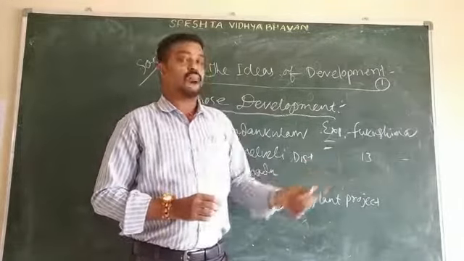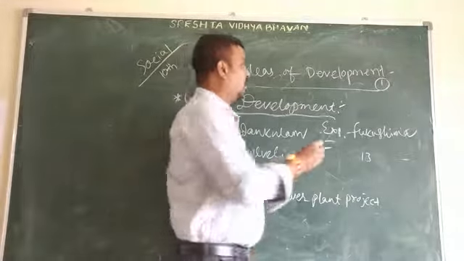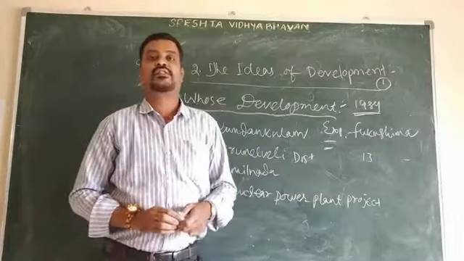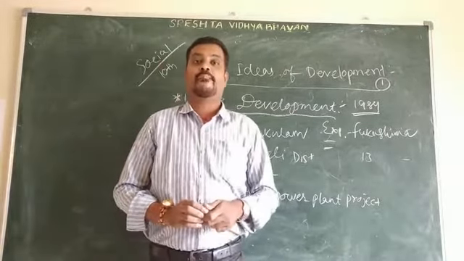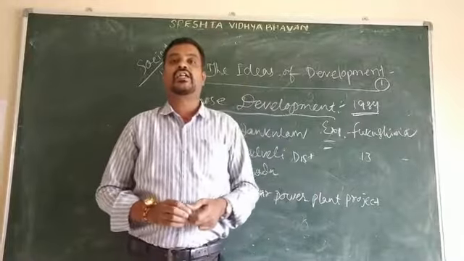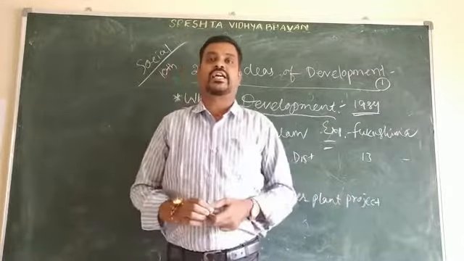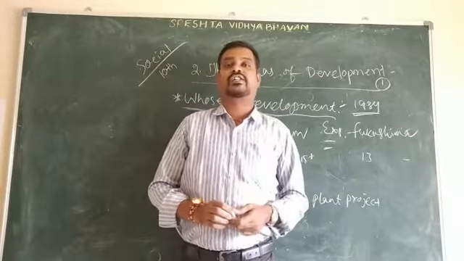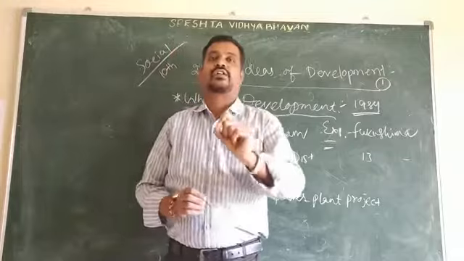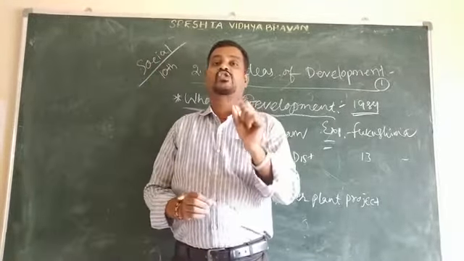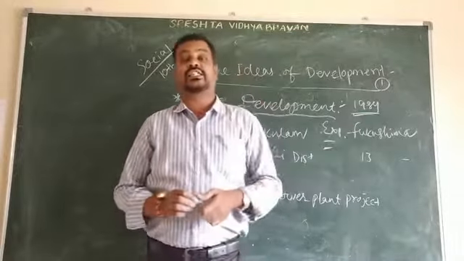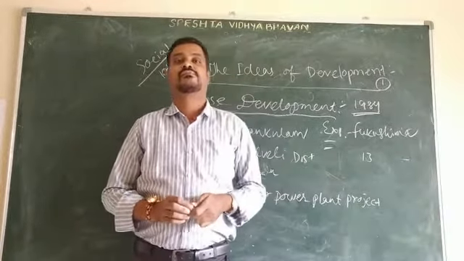Next, the Bhopal gas tragedy in the year 1984. Bhopal is the capital of Madhya Pradesh. A poisonous gas leaked out of the Union Carbide factory there. That gas is very poisonous, and in the Bhopal gas tragedy also many people died.